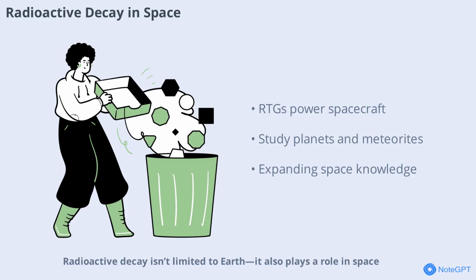Radioactive decay isn't limited to Earth, it also plays a role in space. Many spacecraft use radioisotope thermoelectric generators, RTGs, powered by the decay of plutonium-238 to generate electricity. This technology allows probes to operate far from the sun, where solar power isn't practical. Radioactive decay also helps scientists study the age and composition of planets and meteorites, expanding our understanding of the universe.